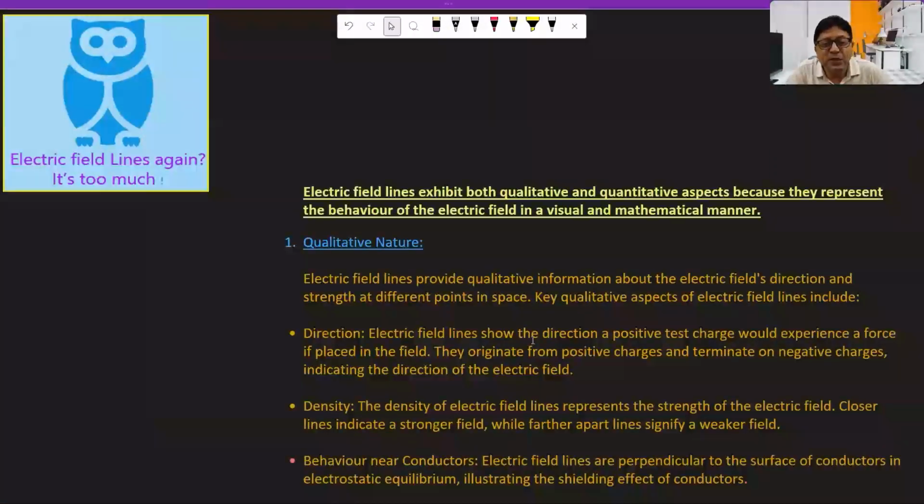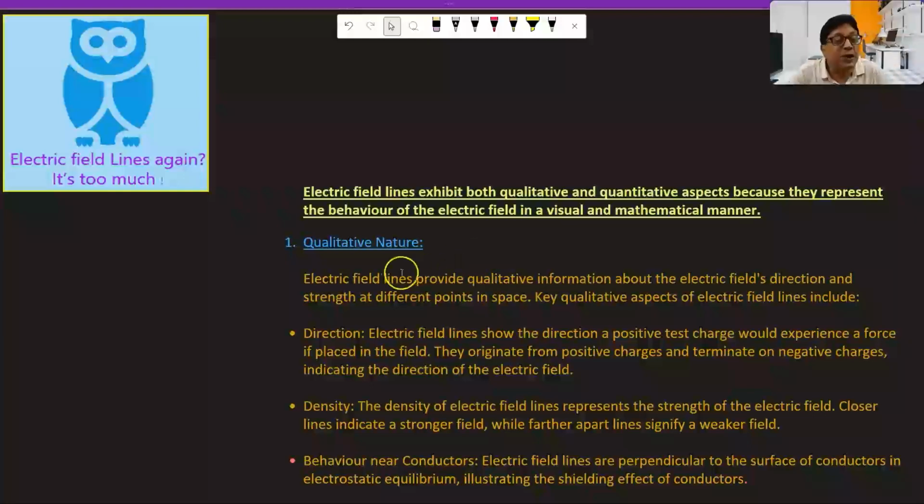Electric field lines or electric lines of forces exhibit both qualitative and quantitative aspects because they represent the behavior of the electric field in a visual and mathematical manner. If I start writing everything the way I have written here before starting the class, then it will take long time. That's why to reduce the timing of the class, I have made this arrangement.